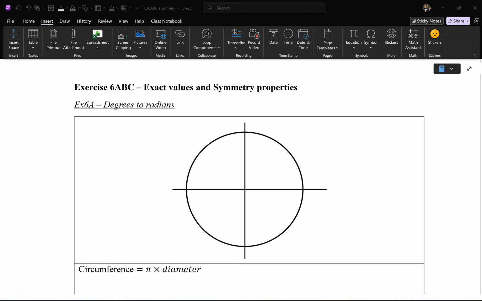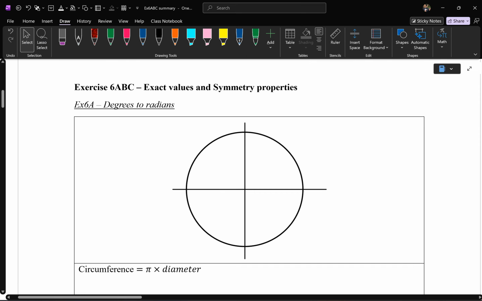ABC. This is covering circular functions, and it's a big recap of year 11 stuff, which in term 3 was one of the hardest topics for most students to cover. So one of the first skills in exercise 6A is to cover conversions, degrees to radians.